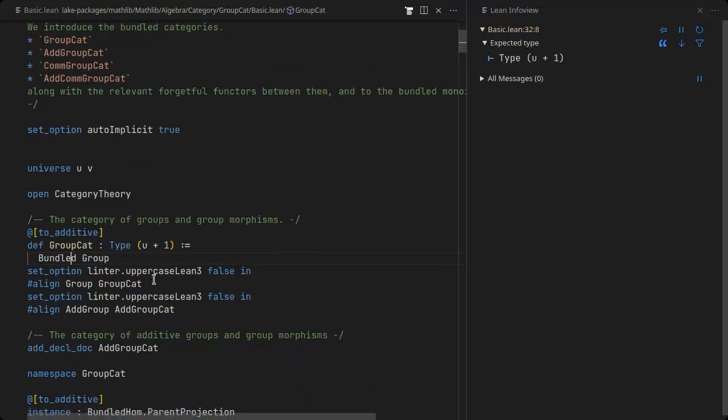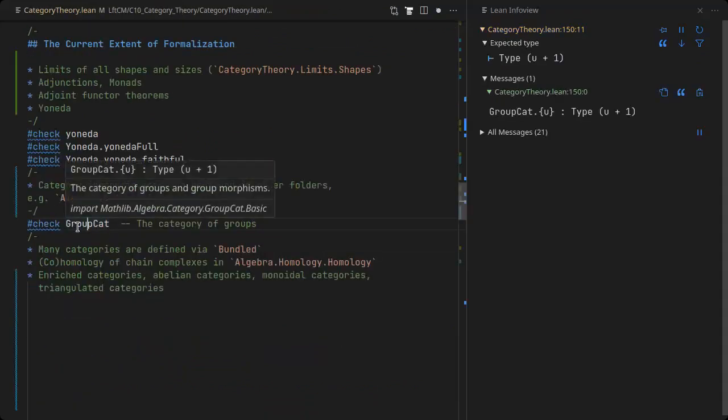And this is then used to define something like GroupCat and automatically derives coercions from an object in GroupCat to the carrier, to make the distinction between an object of GroupCat and its carrier a bit smoother.